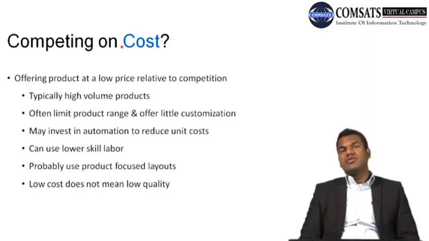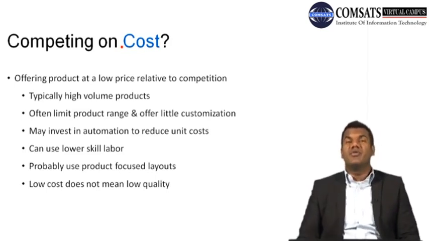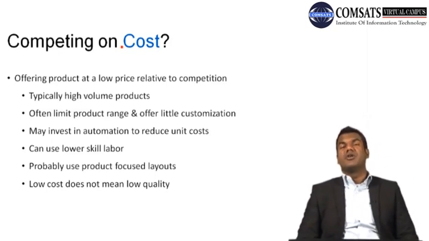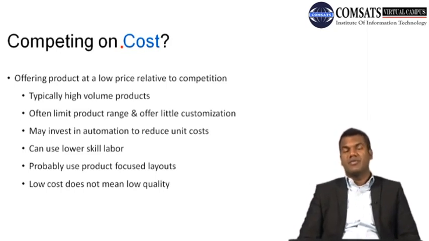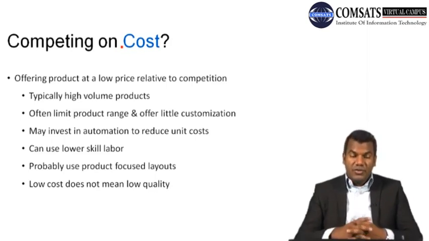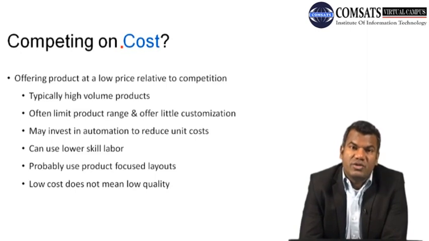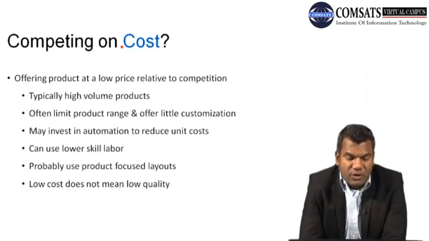Then what I can do is I can also reduce cost by replacing people with machines, by having more automation to reduce the unit costs. Then you can use lower skill labor. The more the labor skill is, the more salaries you're going to give, and that becomes part of your cost. But if it was low skill labor, then you don't have to pay much. So that is also one of the ways of reducing your cost, but it depends upon the nature of business. लेकिन अगर आपका कोई highly skilled जहाँ पे worker की ज़रूरत है और बिलकुल वैसा ही है, so then there is no use, you are compromising in terms of your quality. So it is required कि किस किस्म का आपका business है, then you say कि okay, low skill workers भी चल जाएंगे. Then probably use product focused layouts.